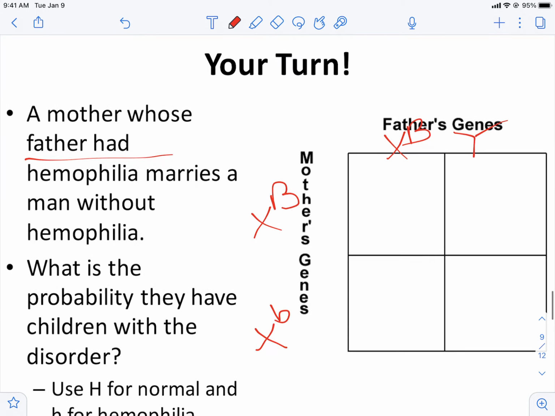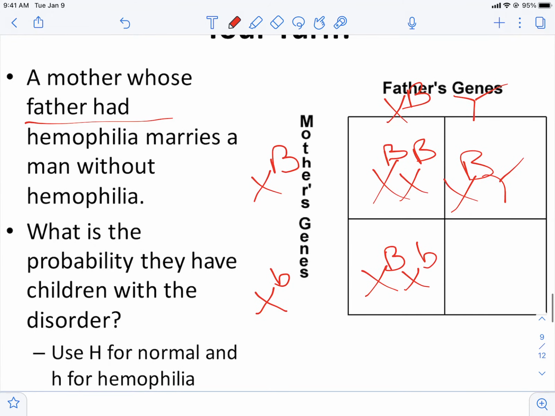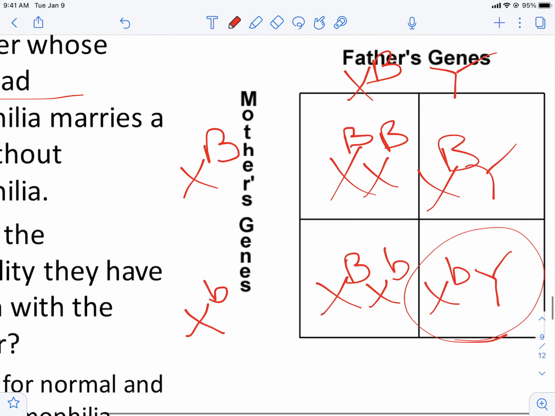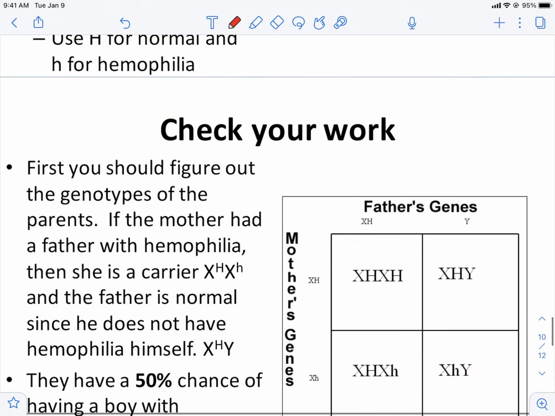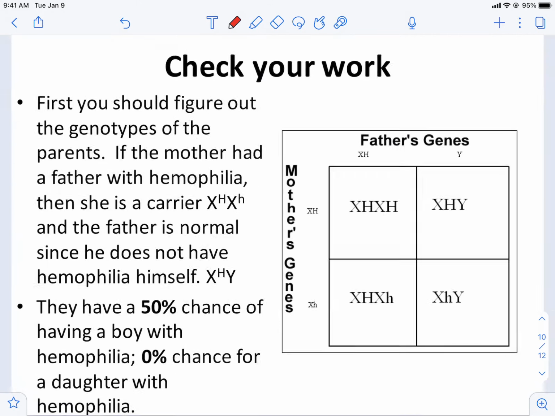Then we do the Punnett square, and we get XB. So this is a female who does not have hemophilia. This is a male who does not have it. This is a female who also does not have the trait. And this is a male who does have the trait. So they have a 25% chance of having a male that has the trait. But they have a 0% chance that a girl will have hemophilia. So it's the same Punnett square that we did, except they used H's instead of B's.